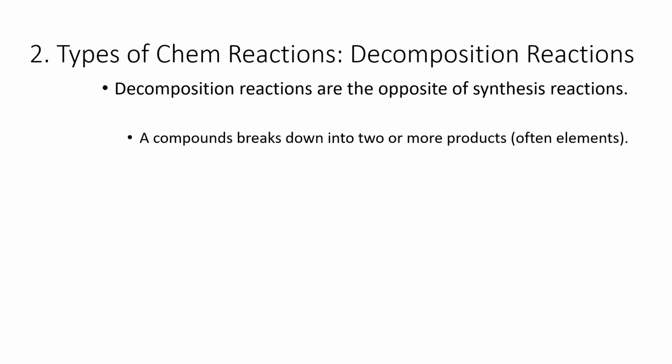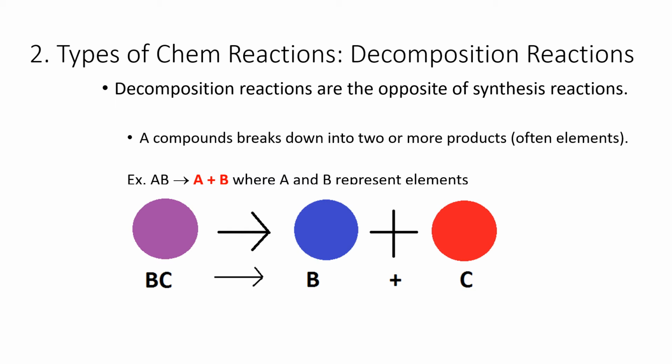So a compound breaks down into two or more products, and those products are often elements. It can be a smaller compound. It's not uncommon, but they're often elements that we're looking at. So our synthesis reaction was A plus B gives us AB, and this is AB breaking down into A plus B. Once again, A and B representing elements. Okay, this one we're showing BC going to B plus C, just so that it's maybe slightly less confusing than using exactly the same letters, but it's one thing breaking down into its component parts.